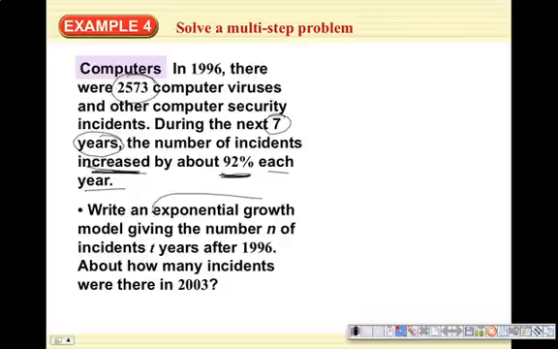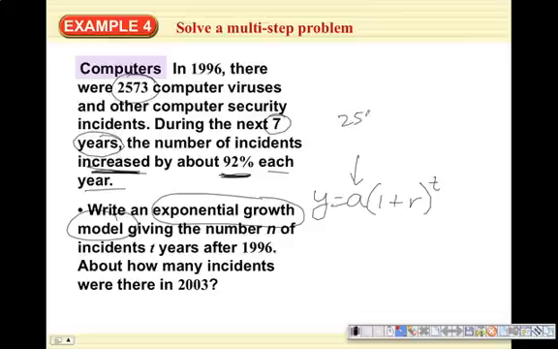It says write an exponential growth model. As soon as you hear exponential growth model, first thing you write down, y equals a times 1 plus r to the t power, and just kind of put things in. A means the initial amount of whatever we're talking about. In this case, what are we talking about? Computer viruses. What is the initial amount? 2573 is the initial amount of viruses.